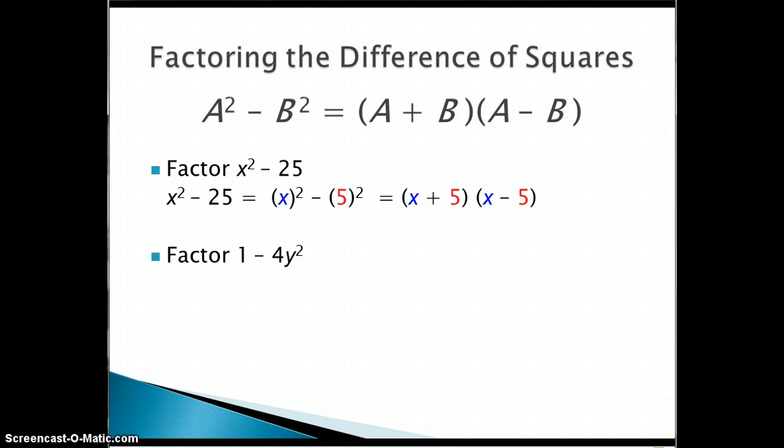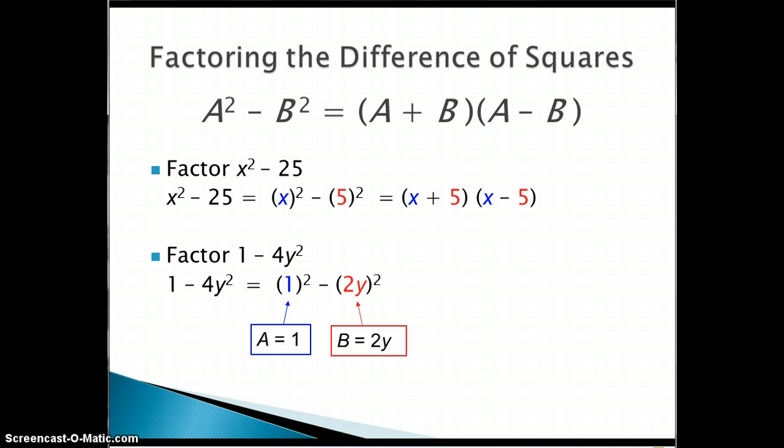Here's another example. 1 minus 4y squared. Well, 1 is a perfect square since it's equal to 1 times 1. And 4y squared is a perfect square since 4 is equal to 2 times 2, and y squared is equal to y times y. So we first need to figure out what the a and b are. Since we would need to square 1 to get 1, the a is going to be equal to 1. And since we would need to square 2 to get the 4 and square the y to get a y squared, that means the b is equal to 2y.